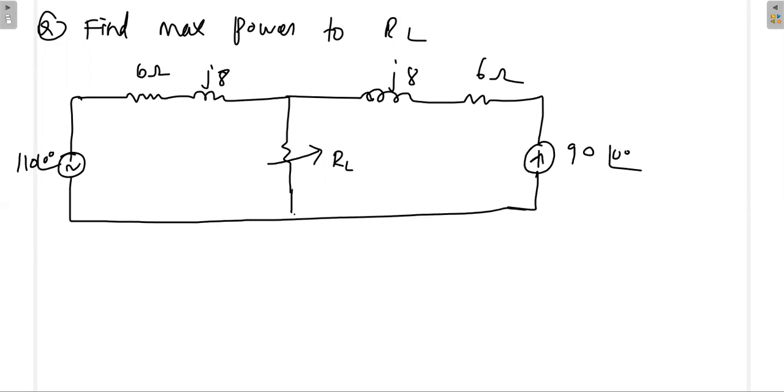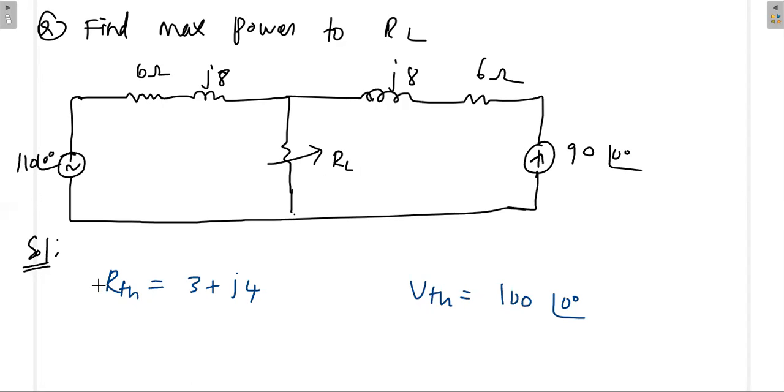And again, here also you have to find out the Thevenin model. So what is the R Thevenin? You short circuit here, remove the load, then take the parallel of these two. Both are the same, so you will get 3 plus J4. Then you find out the V Thevenin. V Thevenin is equal to 100 at 0 degree. You know R Thevenin and V Thevenin, just connect them. And again, Z Thevenin is 3 plus J4.